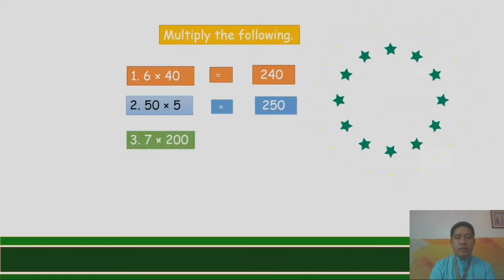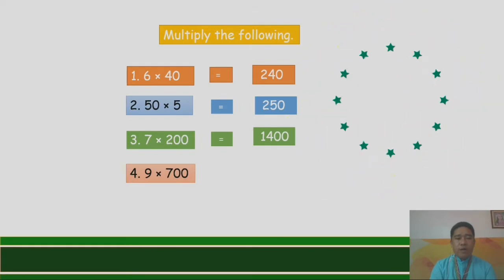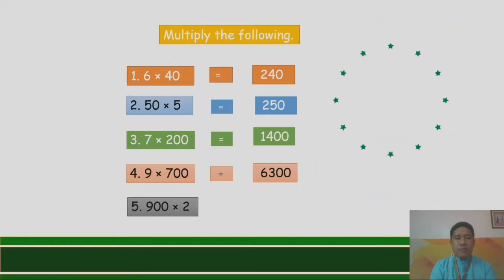Number 3, 7 times 200. If your answer is 1400, definitely you are correct. Number 4, 9 times 700. If your answer is 6300, you are correct. Number 5, 900 times 2. If your answer is 1800, again, you are correct. Very good, children. You are all ready for our next lesson.